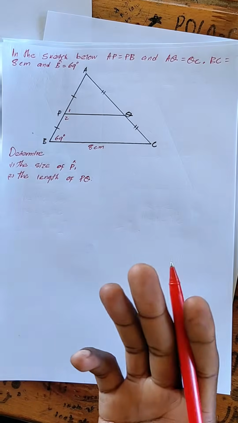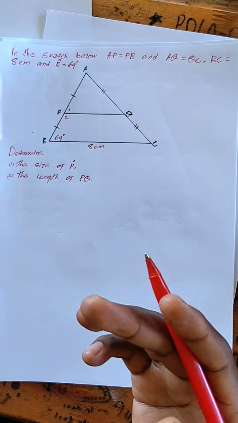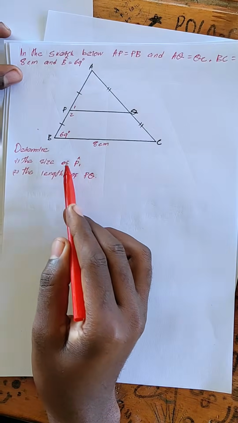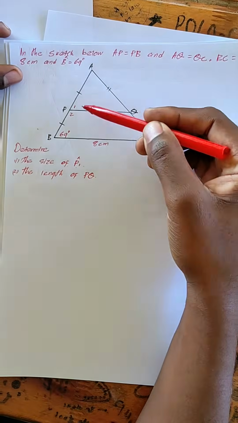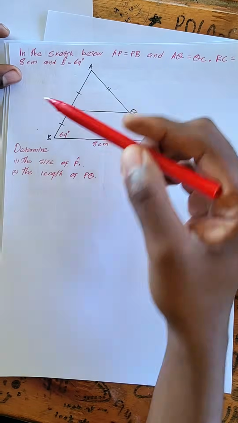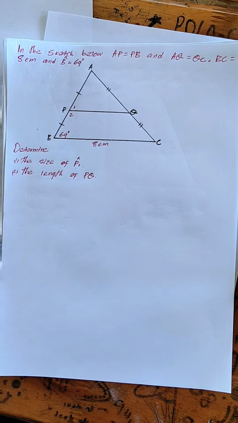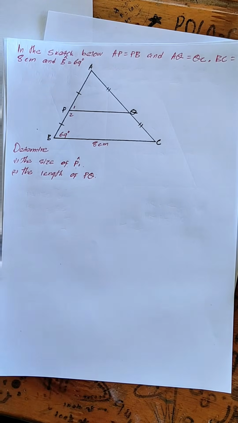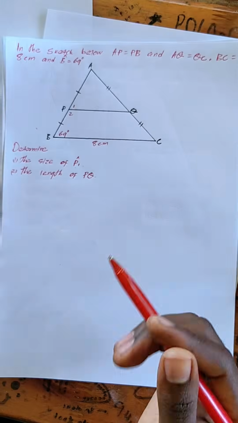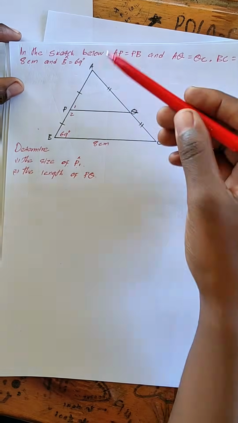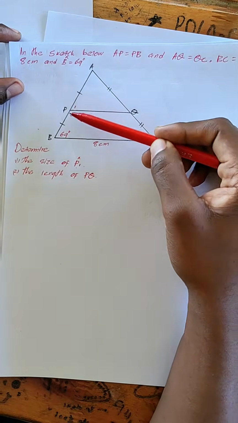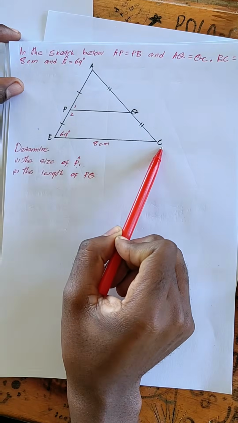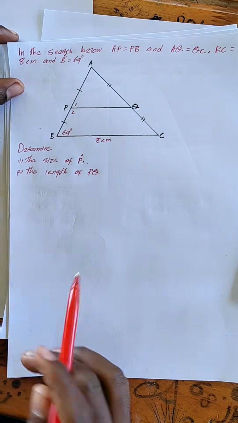So let's go through the problems. The first question is to determine the size of angle P1. Where is angle P1? This is angle P1. But we need to start working on what we discussed previously, according to the first case or the second case. So what is it that we are given? We are given that AP equals PB and AQ equals QC. Then what can we say from that?